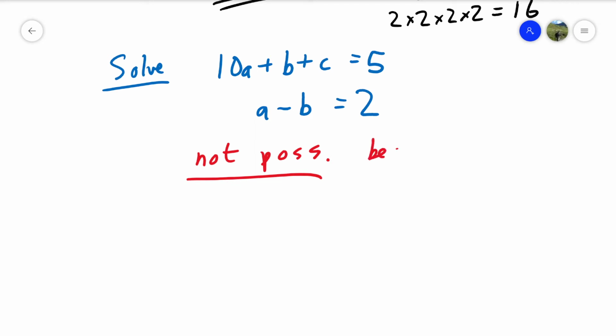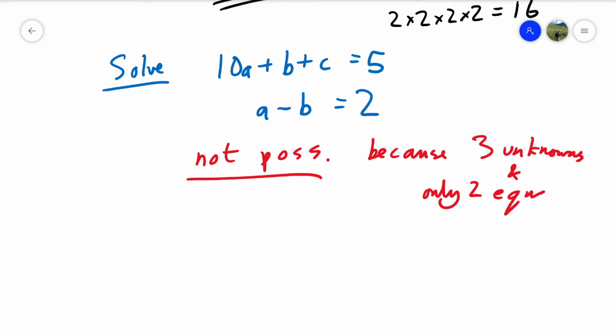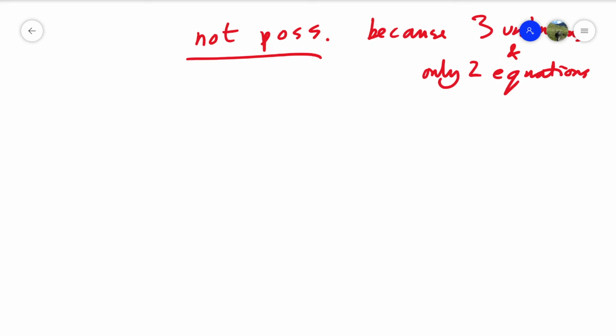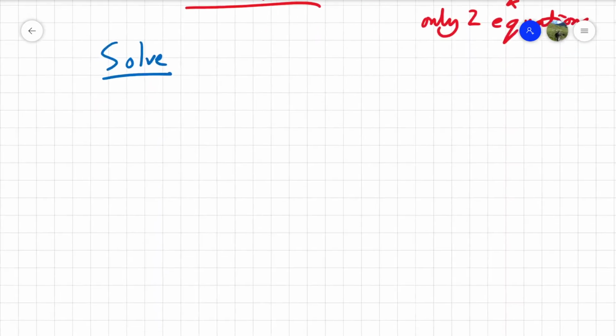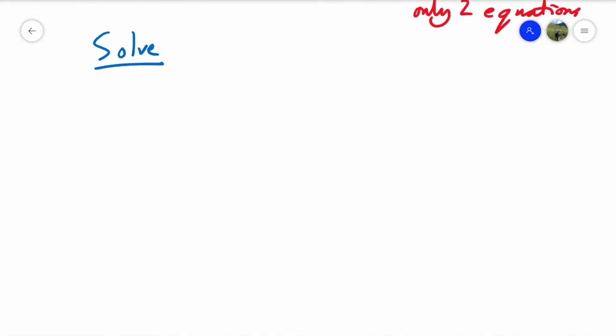Because there are 3 unknowns and only 2 equations. You'd need 3 equations, or you'd need 2 unknowns and 2 equations. Now remember the small print? I'm summarizing a very big thing in maths, which isn't quite that, but that's an excellent general rule which is going to work most of the time.